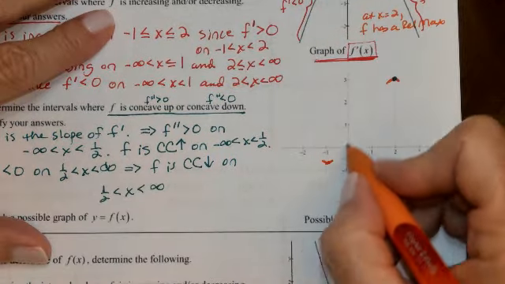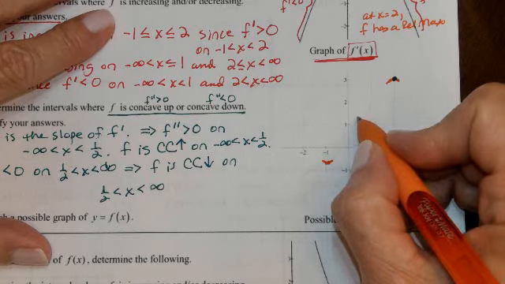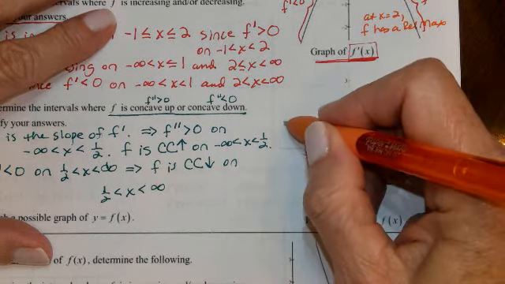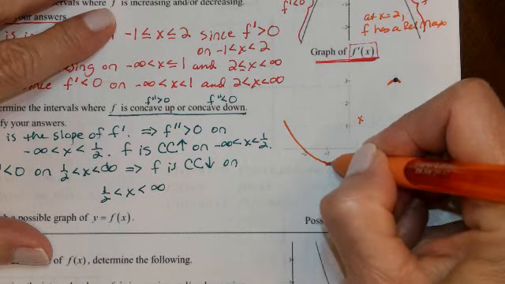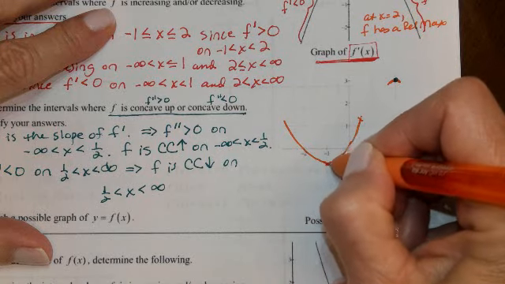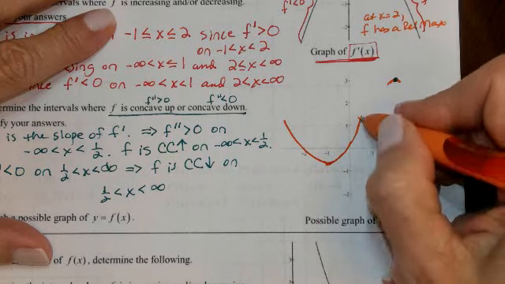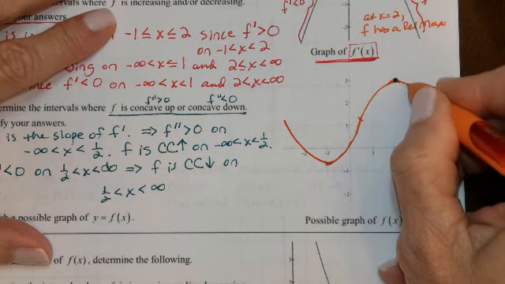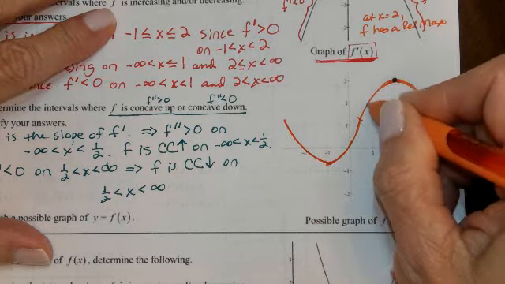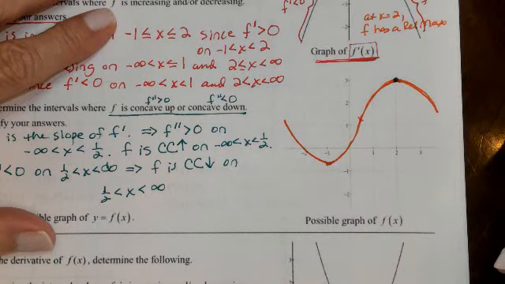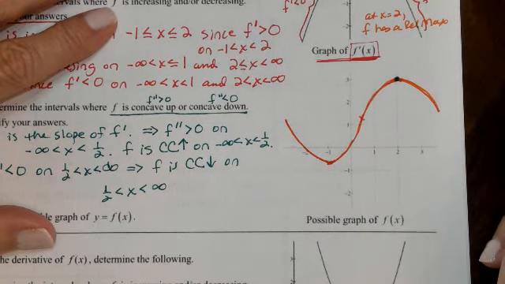So at x equals 1/2, we're going to have a point of inflection, so I think I'm going to put that about right there. And so I'm going to sketch a graph that meets these conditions. So here I'm concave up, there I'm concave up, and here I want to be concave down. And I want it to be smooth. So that's going to meet all of my conditions.